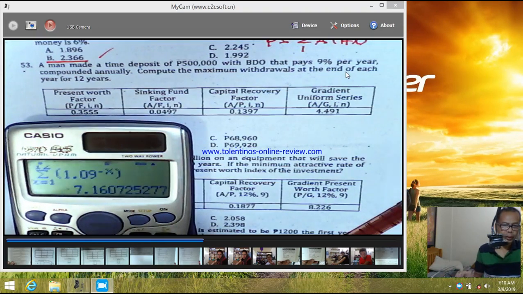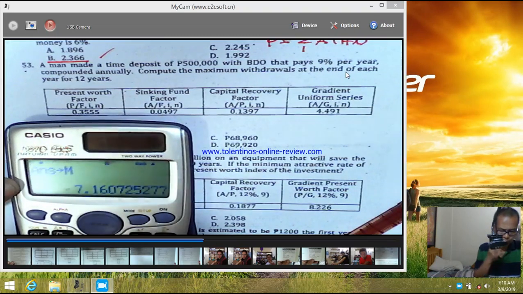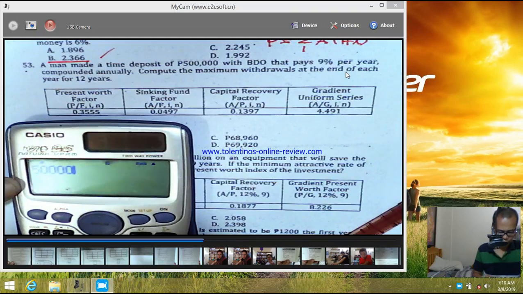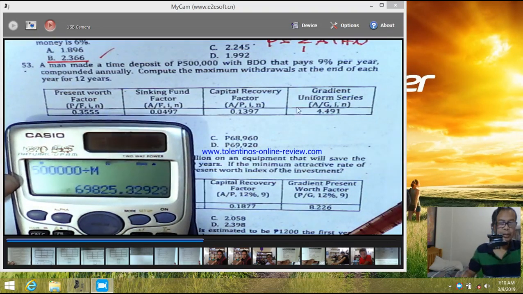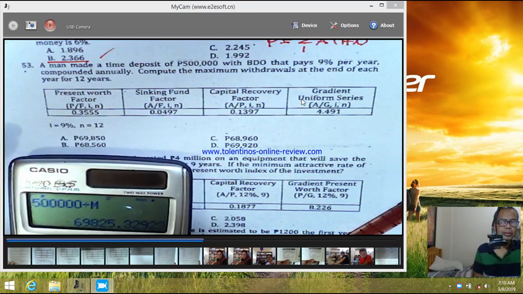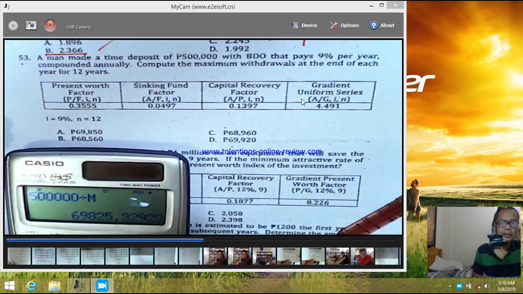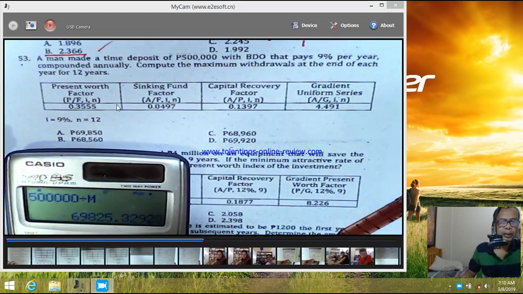Let's just store that to m, and then we just divide 500,000 by m. So this gives you the answer. The answer is 69,000. What's the closest? 69,825. The closest is 69,000. Letter A.